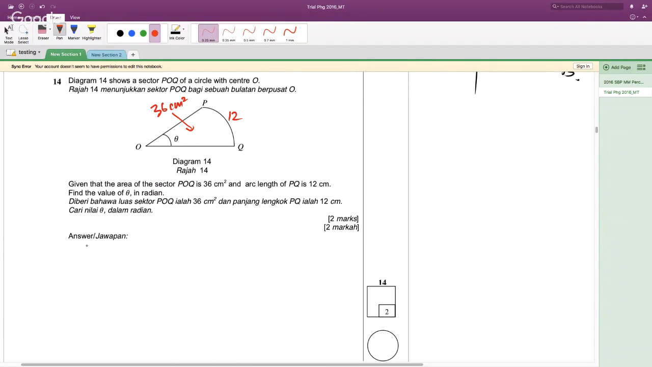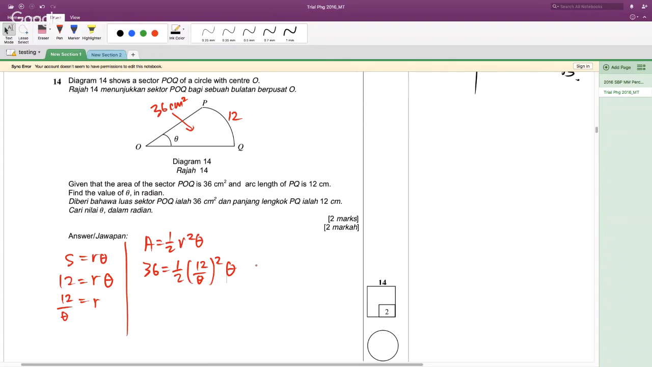First I will do S equals to R theta. Wow, this is simultaneous. S equals to R theta is for arc length. My arc length is 12, my R is unknown, and my theta is unknown. But since I want to find the theta, I will just make R the subject. So R equals to 12 over theta. Then I will use the area of sector formula, half R squared theta. My area is 36. Half, my R is 12 over theta, squared, times theta, because I want to find the theta, right?